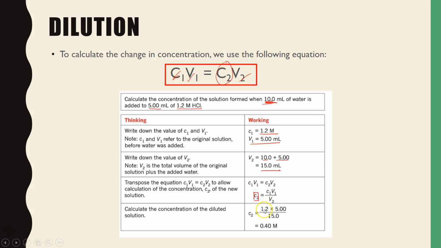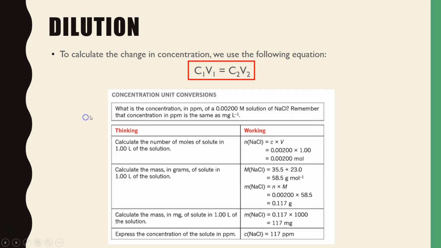We substitute the numbers in to calculate the appropriate concentration. So that is equal to 1.2 multiplied by 5 divided by 15. You notice that we've kept these particular volumes in mL. As long as all components of the question are kept in mL, it is okay. However, if the question has a litres unit in it, you must use litres. So the concentration of the final solution is 0.4 molar.